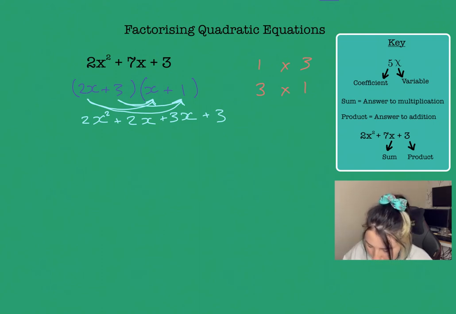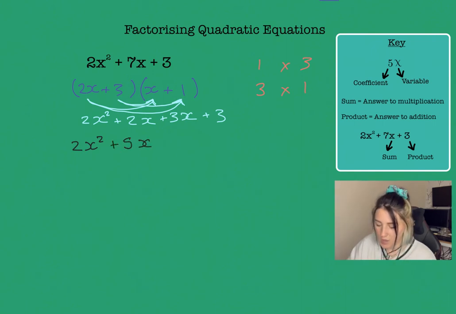So we've got 2x squared. That's the only term there with an index, so it can't be grouped with any of the others. So we're just going to stick with 2x squared. Then we're going to add our x's together. So we've got a 2x and a 3x. That's going to give us plus 5x. And then we've got the 3 on its own, so we've got plus 3 at the end. So our equation is 2x squared plus 5x plus 3, which doesn't match our original equation. Therefore, we know that we've made a mistake somewhere along the line.